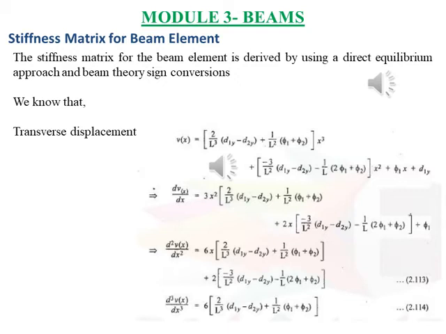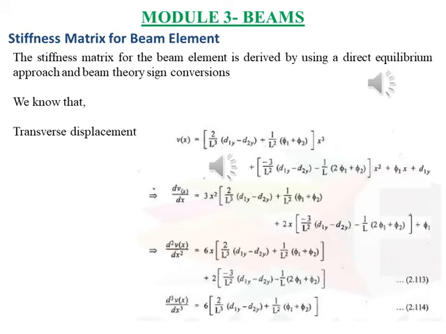Now if I want to find the second differential, that is del square mu of x by dx square, I have to further differentiate this. So I'll get this equation to be 6x into the constant term 2 by L cube into (d1y minus d2y) plus 1 by L square into (phi 1 plus phi 2) plus 2 into minus 3 by L square (d1y minus d2y) minus 1 by L into (2 phi 1 plus phi 2), and the constant term phi 1 vanishes here.